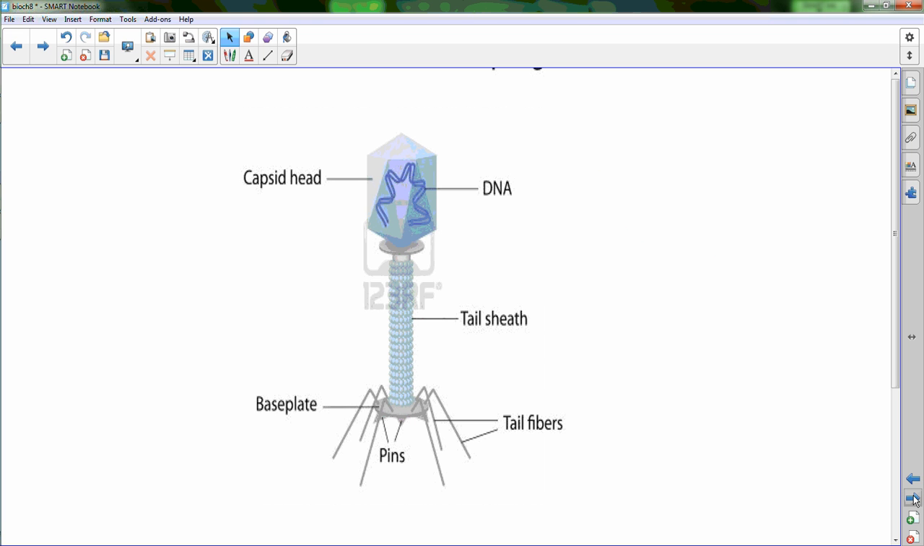So here's another drawing of a bacteriophage, so you can see the different parts to it. It's got the tail fibers and the sheath. This is a helical protein. But it's pretty simple. This part right here is just the carrier for the DNA.